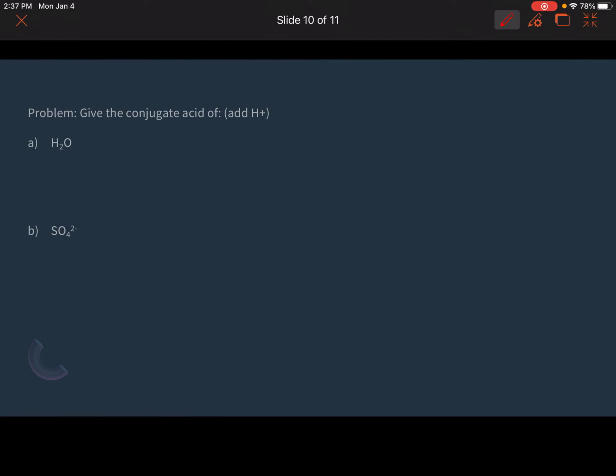Now, this one is asking you to give the conjugate acid of something. The acid is the one that donates the proton, so it's always going to have an extra H plus as opposed to the base. So if we want to find the conjugate acid of water, we're going to add an H plus. So for this one, it's going to be H3O plus. And then for SO4 2 minus, I'm going to add an H plus to that. So it's going to be HSO4 minus. Instead of 2 minus, we added a positive to make it 1 minus.